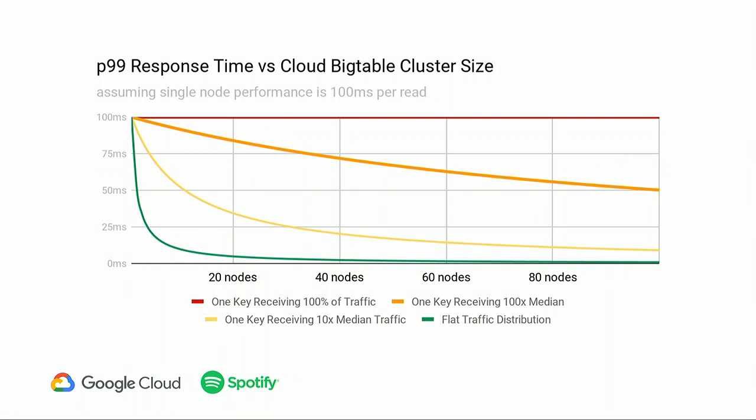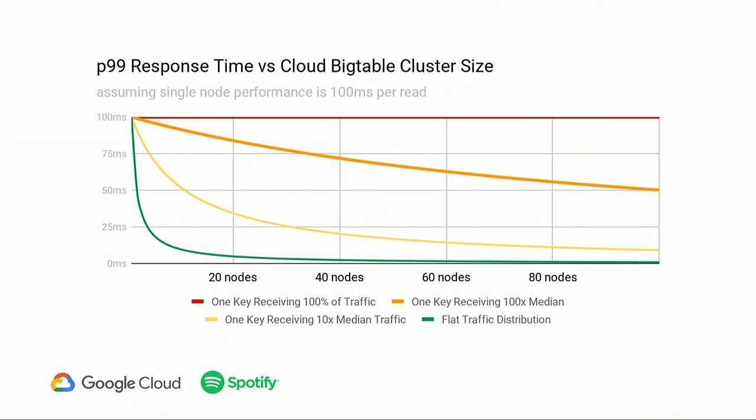So at the very top, we have a red line. That red line is what happens if you have one key receiving 100% of the entire traffic to the cluster. If you add more nodes to this cluster, that will not fix your latency, it will not add throughput, because essentially that one key is still only being served by 1 node. The additional nodes that you add don't do anything because they don't own any data that's actually being used for anything. So that's the worst case scenario.